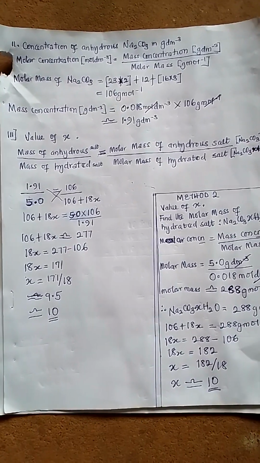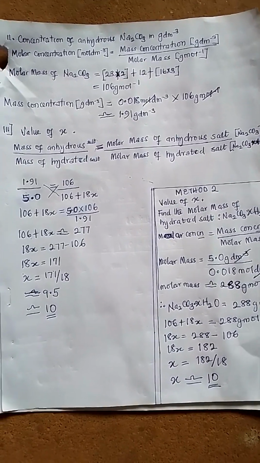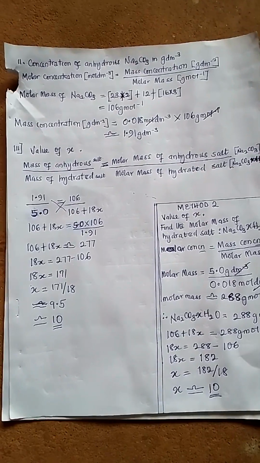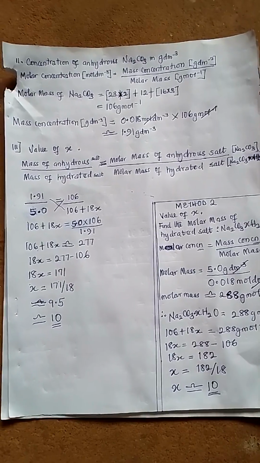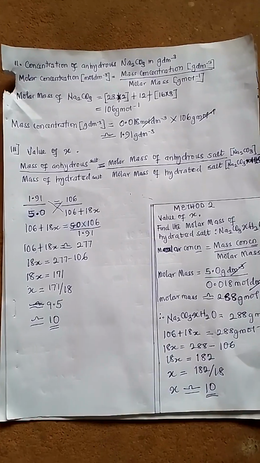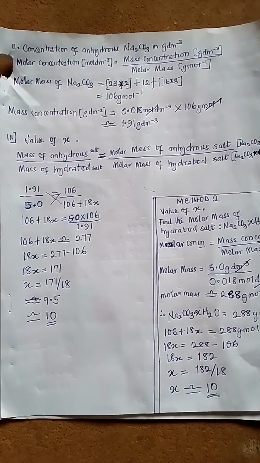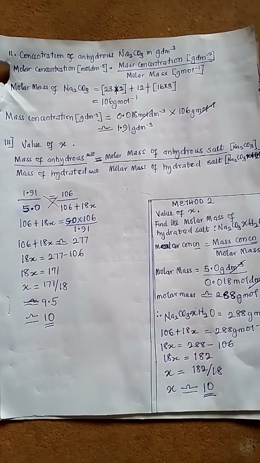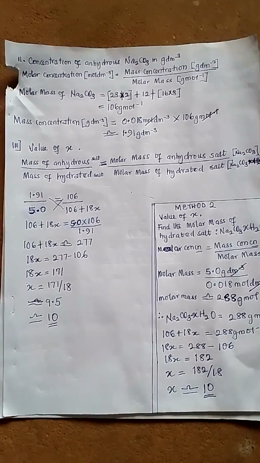When you cross multiply, the mass concentration will be equal to molar concentration in mole per dm cube multiplied by your molar mass, which is 106 gram per mole. When you calculate the whole thing, you have 1.91 gram per dm cube. The third question is we should find the value of X. There are 2 different ways in which the value of X can be determined. The first method is here, and the second method is at the right hand corner there.